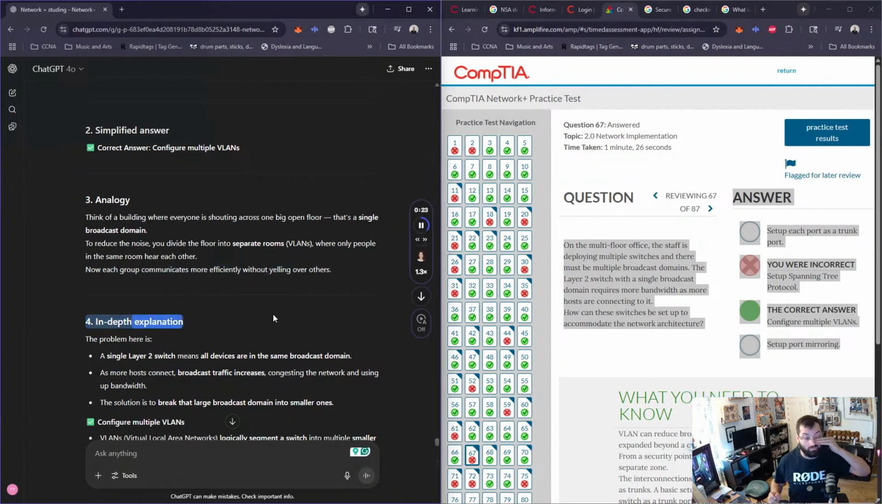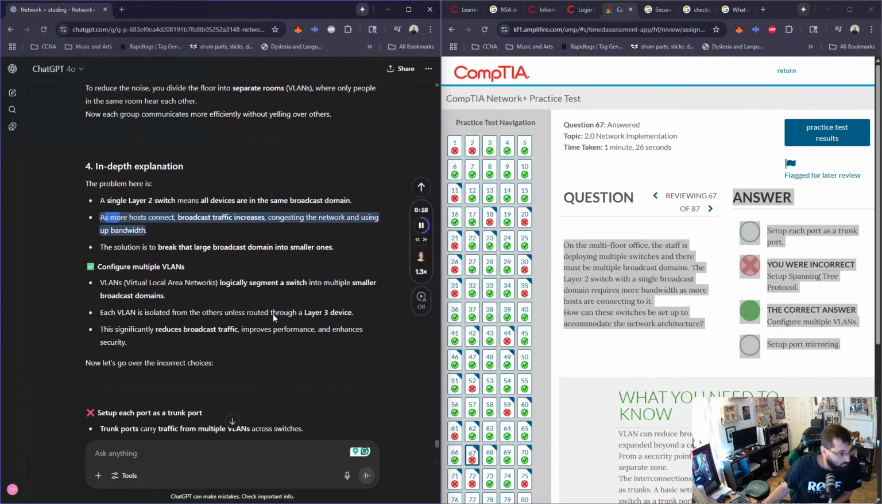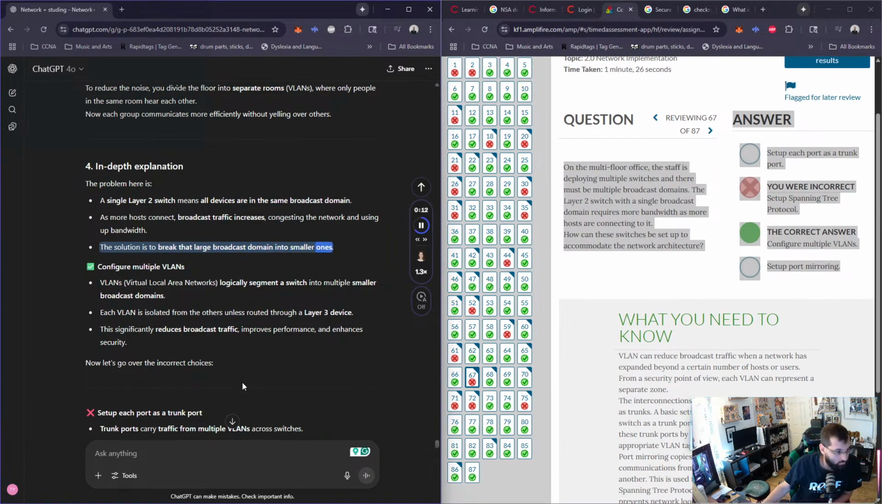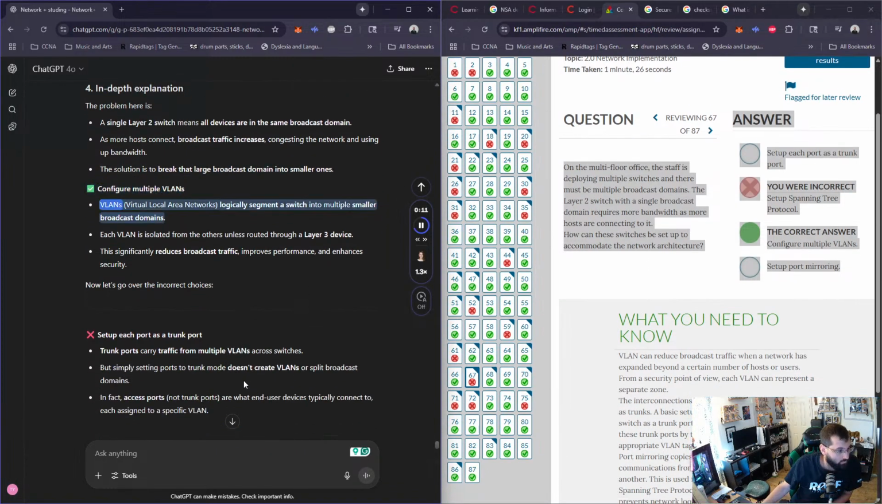In-depth explanation. The problem here is a single Layer 2 switch means all devices are in the same broadcast domain. As more hosts connect, broadcast traffic increases, congesting the network and using up bandwidth. The solution is to break that large broadcast domain into smaller ones. Configure multiple VLANs. VLANs, virtual local area networks, logically segment a switch into multiple smaller broadcast domains. Each VLAN is isolated from the others unless routed through a Layer 3 device. This significantly reduces broadcast traffic, improves performance, and enhances security.